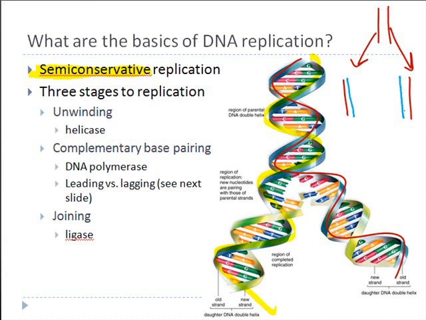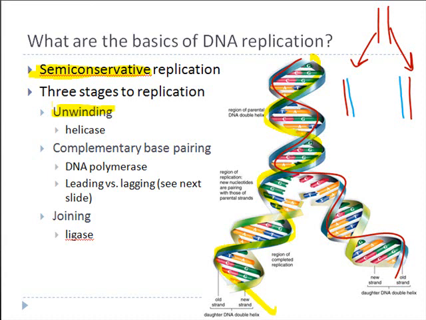Well, there are three basic phases or stages to replication, the first of which is unwinding. Remember again that DNA is a double-stranded helix. Because it is twisted, the proteins that are necessary to help with the process of copying the DNA cannot physically get into the DNA molecule to do the synthesizing of new strands until that strand is unwound and opened up so there's room for those proteins.